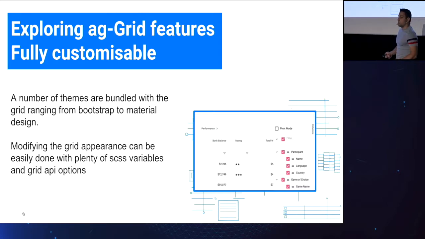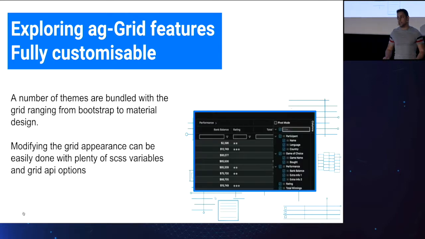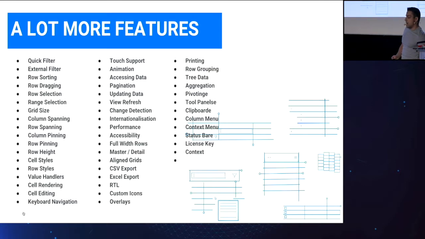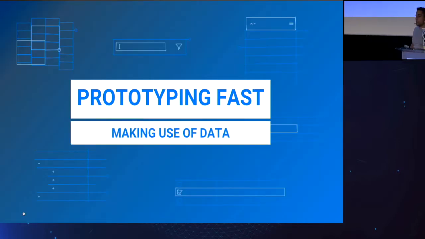You can use any theme you want. You can create your own with SCSS variables. I mean, the options are crazy. If you don't believe me, have a look at the screen. There's a ton of features out there. I don't think that you'll be feature short whenever you use AG Grid. So let's actually prototype something really fast. Maybe faster than last time, because last time there was a bug. So let's make some use out of some data. Yeah, let's do that.